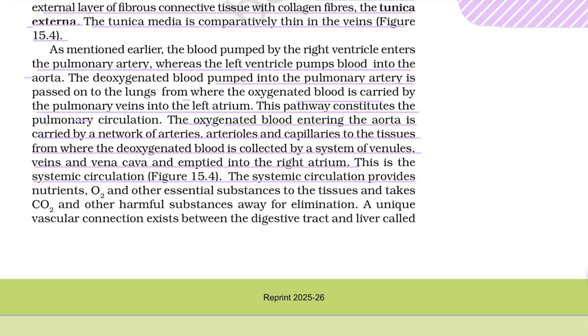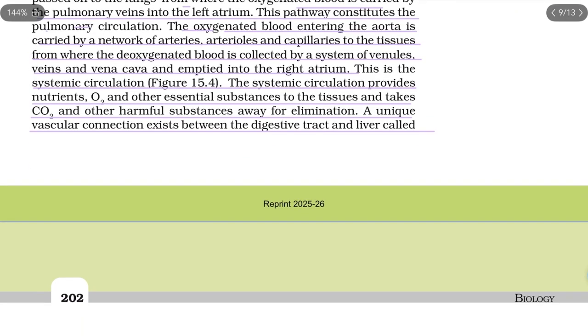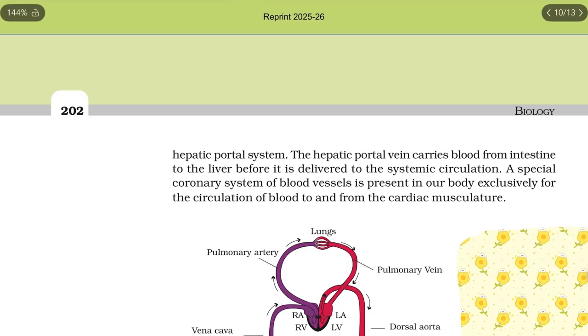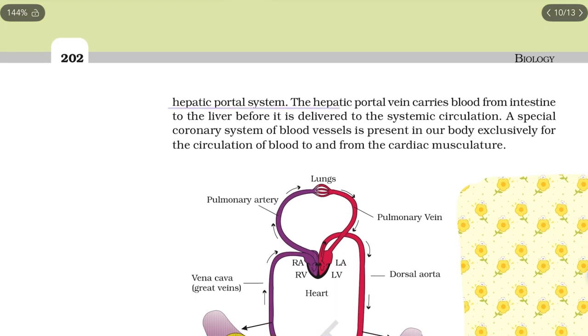The systemic circulation provides nutrients, O2 and other essential substances to the tissues, and takes CO2 and other harmful substances away for elimination. A unique vascular connection exists between the digestive tract and liver, called the hepatic portal system.